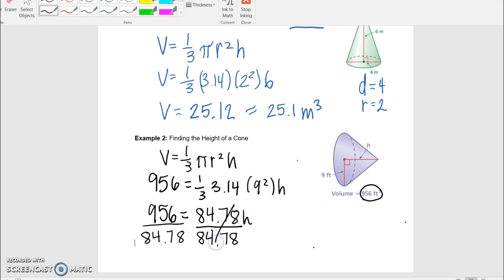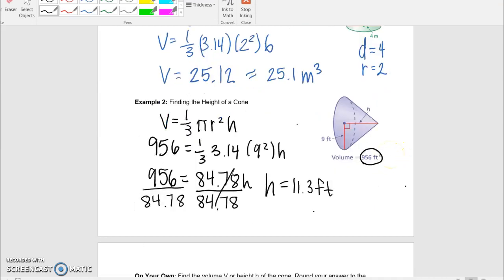Once you divide through that, you get that your height is about 11.3 feet. Now, you don't need to cube that because that's a single unit of measure, so it's just feet.